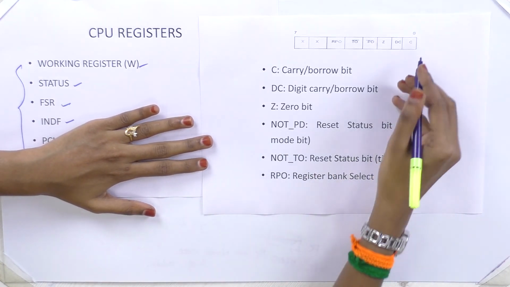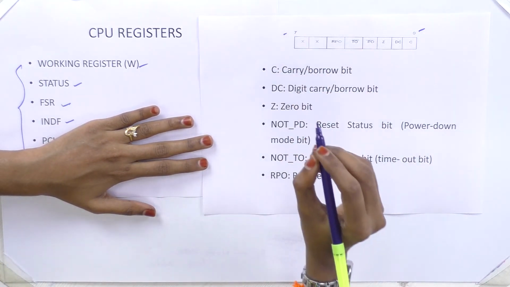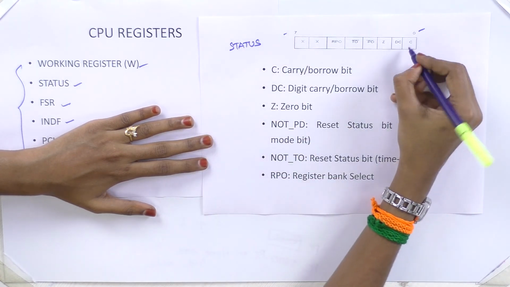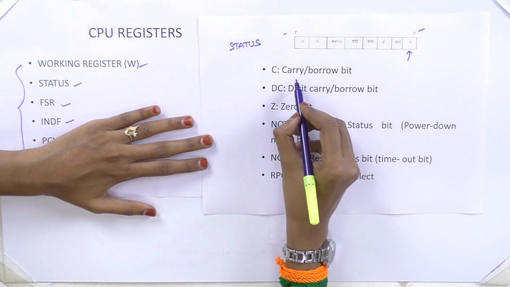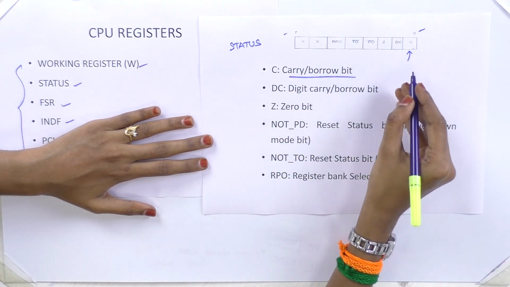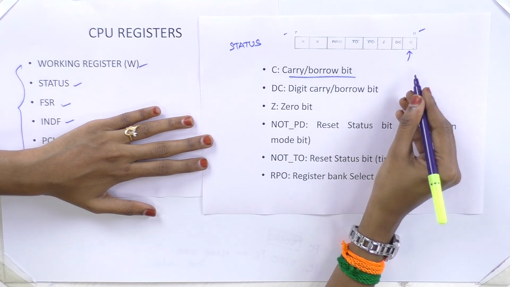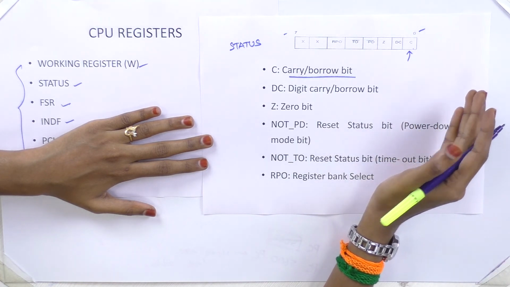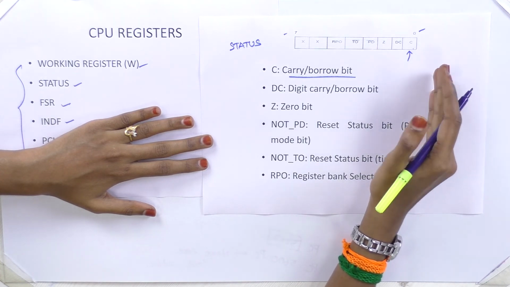Okay, so this is an 8-bit status register. In this, the 0th bit represents the carry or borrow bit. This will be affected when you are performing an addition or subtraction, after the 7th bit, which means at the 8th bit, if you get any carry, this flag will be affected.